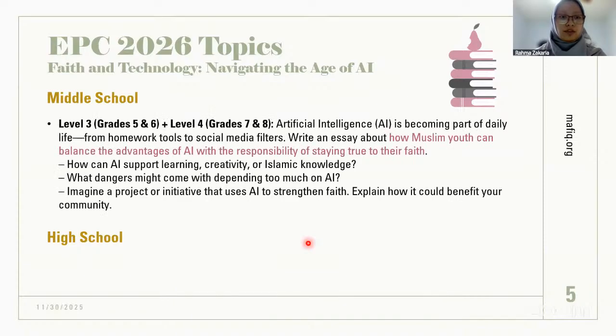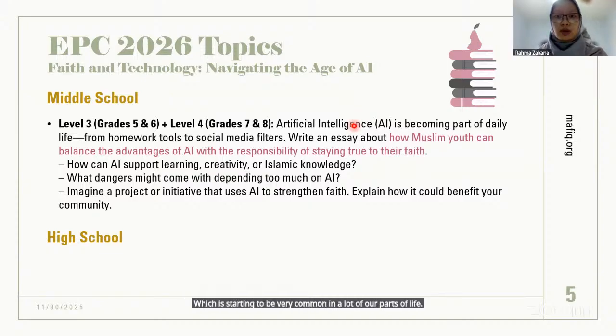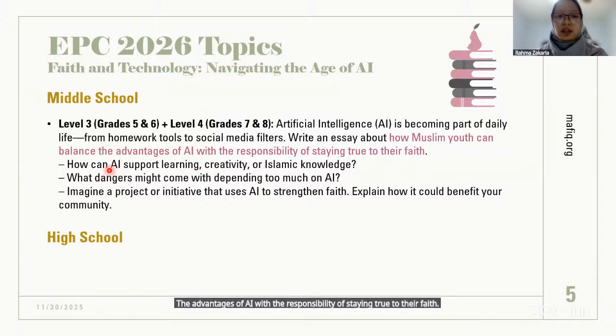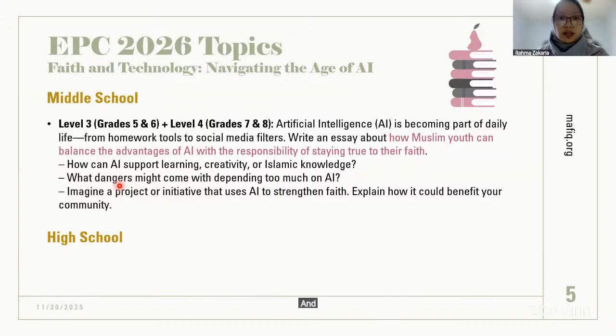Okay. For grades 5 through 8, we'll be in levels 3 and 4. And here we're going to be thinking about AI, or artificial intelligence, which is starting to be very common in a lot of our parts of life. And so we want to think about how Muslim youth can balance the advantages of AI with the responsibility of staying true to their faith. This might involve thinking about how AI can support the way that we learn, and also what dangers, challenges, and drawbacks might come with AI.